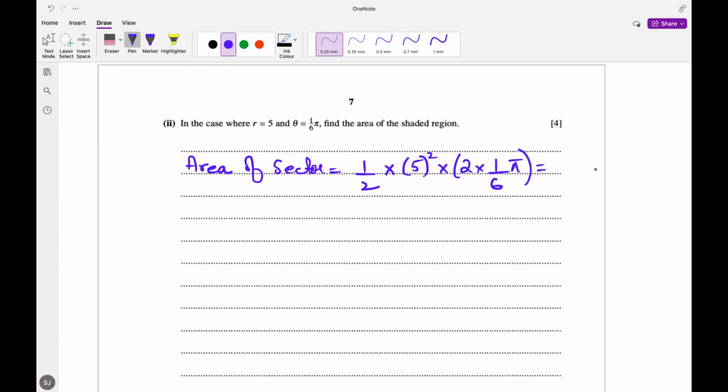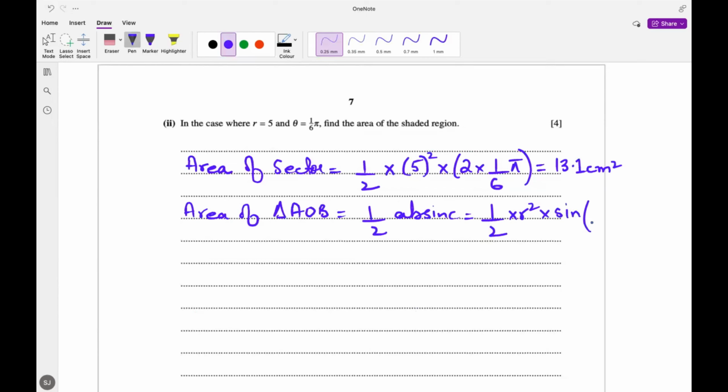Substituting these values in the calculator, the area of the sector will be given as 13.1 centimeter squared. For the area of triangle AOB, we'll apply the formula half ab sine C. We know that the lengths of OA and OB are r, so this will become half into r squared into sine of theta. So this will be sine of 2 into 1 upon 6 pi.